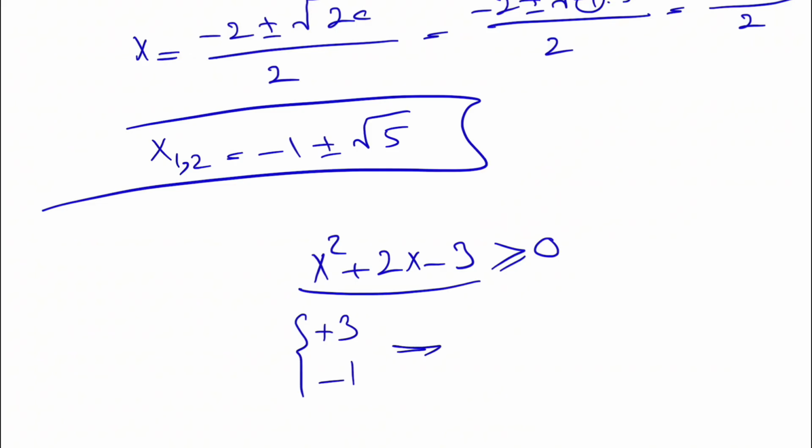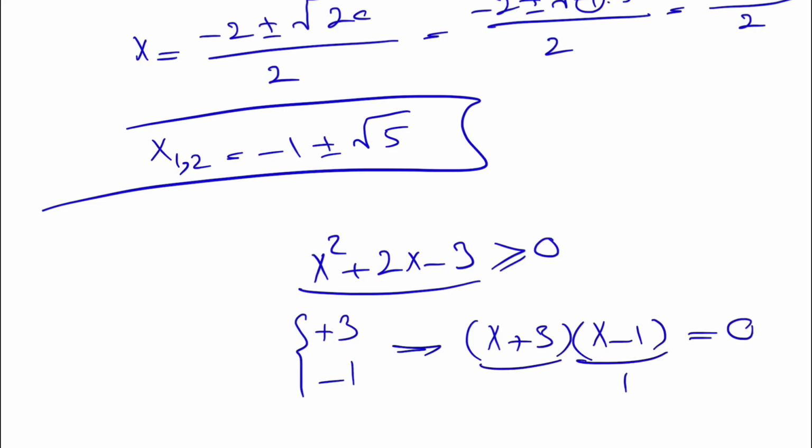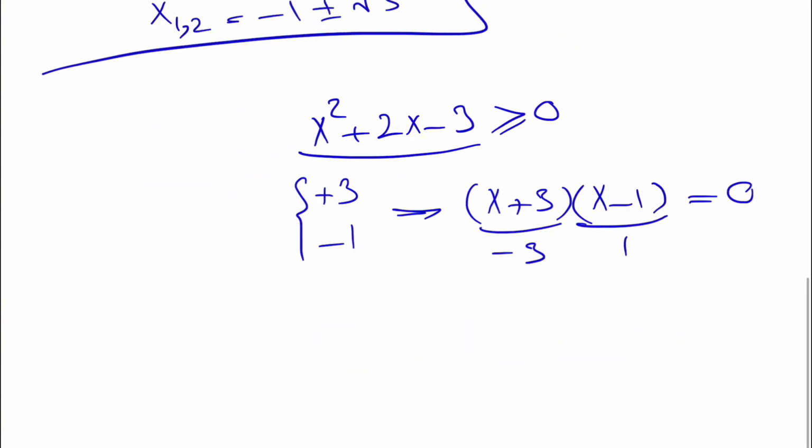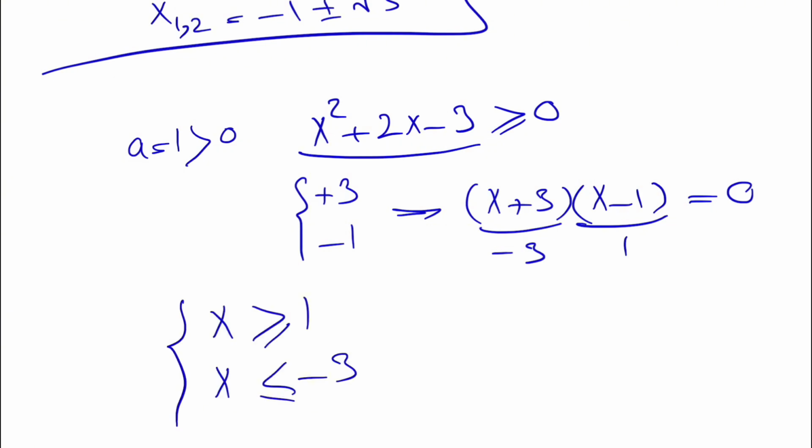So our equation can be written as (x + 3)(x - 1) = 0, which means we have two roots. One of them is 1, the other one is minus 3. And in this situation, when we want our expression to be greater than or equal to 0, since our a in this quadratic formula is 1, which is greater than 0, that means the parabola opens upward. In order to have our quadratic expression positive, x has to be greater than or equal to 1 or less than or equal to minus 3.